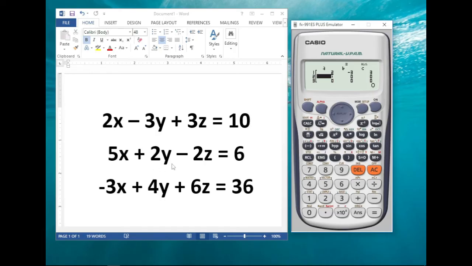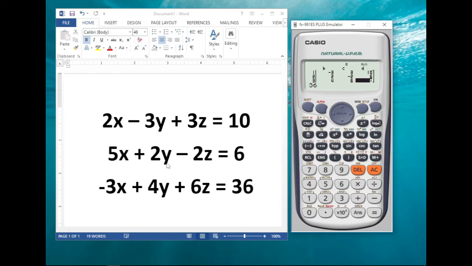In the second line, we have 5 as our first constant. Then we have 2, and we have -2. Also, we have 6 as the constant at the other side of the equation. Now in the third line, we have -3 as the coefficient of x, 4 as the coefficient of y, and 6 as the coefficient of z. We also have 36 at the other side of the equation.